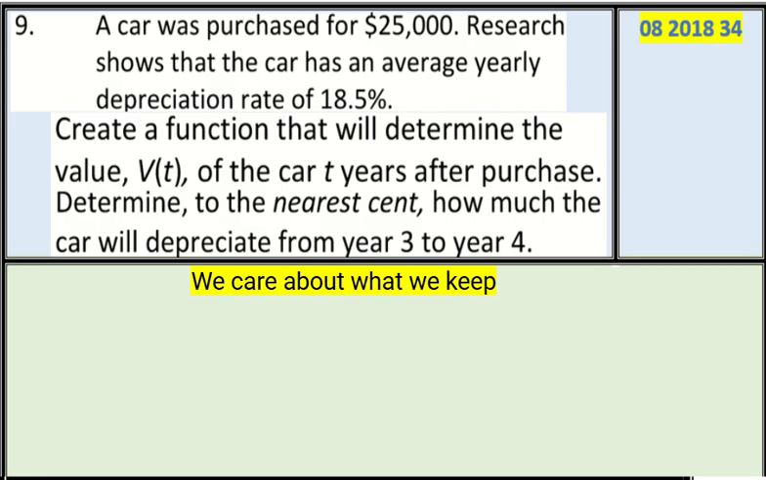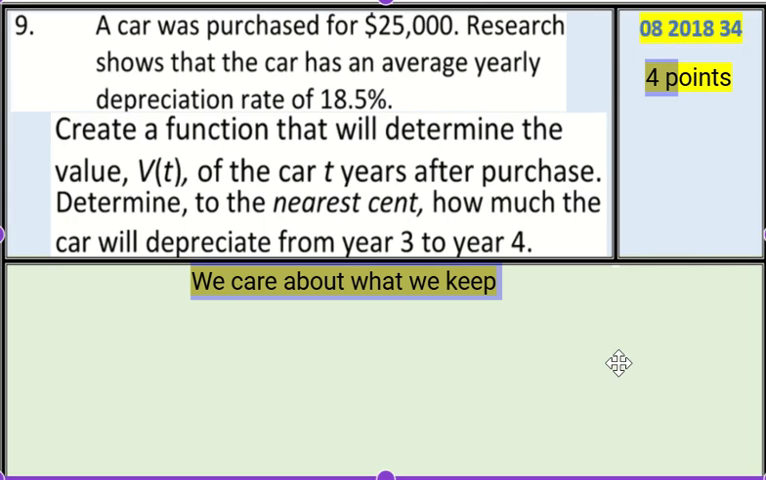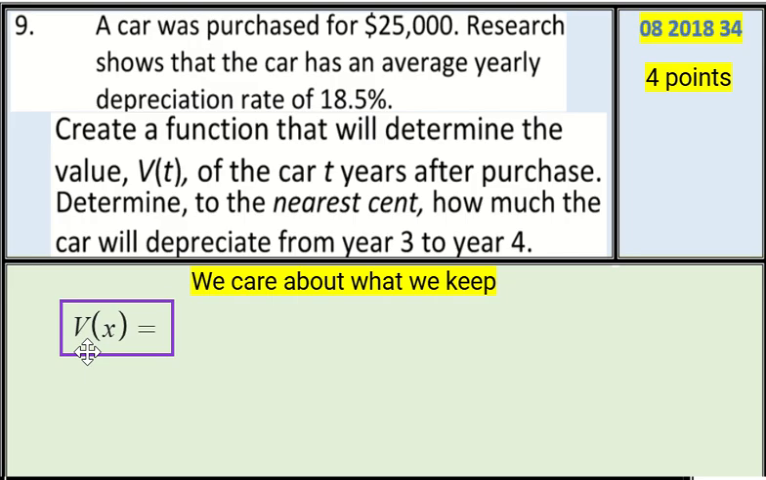So notice, this is a 4-point question. This is question number 34 from the Regents exam. It's worth 4 points. So that means we've got to show a lot of work to get credit for this question. So the first thing they mentioned V of t. We're going to make that V of x because eventually I'm going to graph this in the calculator.